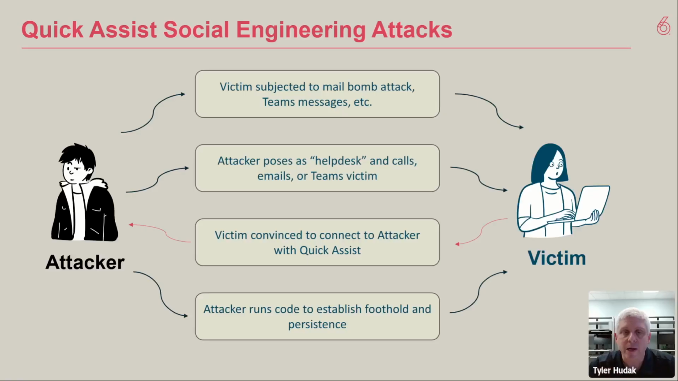And while they were on there, the attacker will then run code to establish persistence, to establish their initial foothold, and so on. Because as soon as the victim shuts down the Quick Assist session, the attacker no longer has access. So they need to maintain that access in some way. So you can kind of look at Quick Assist being used as that stage one initial foothold onto a system. So that's how the typical social engineering attacks that we've seen work.